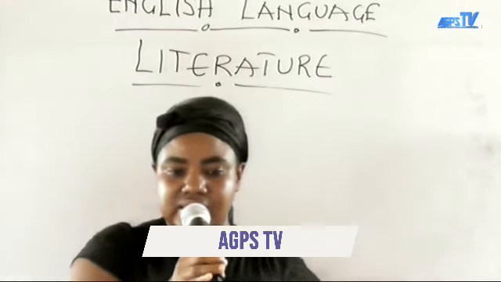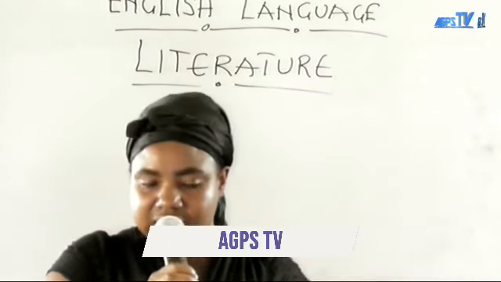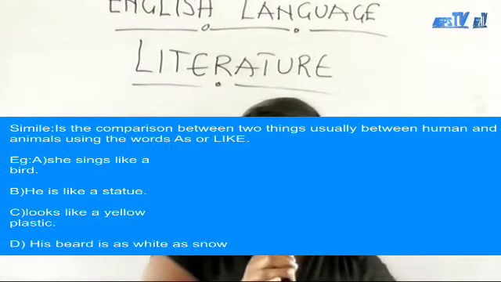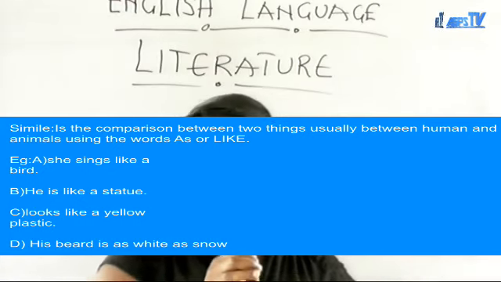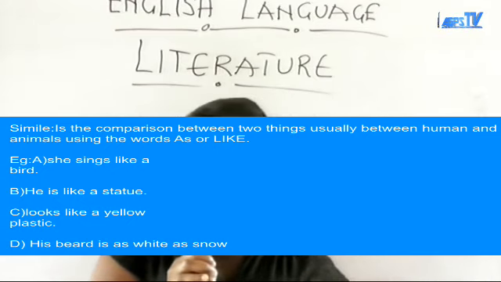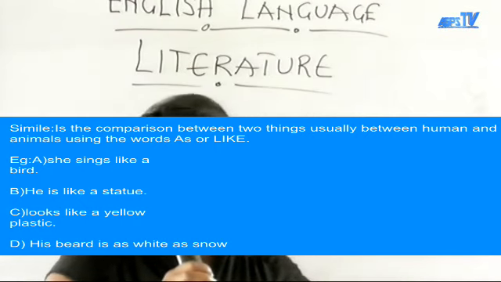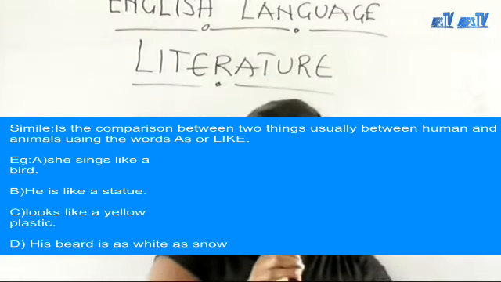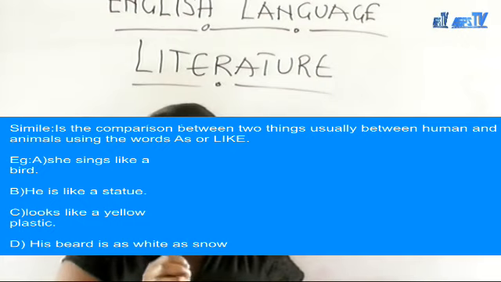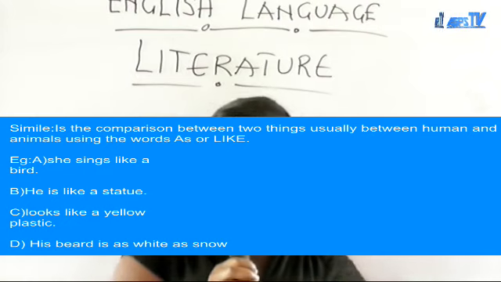When we say simile, simile is the comparison between two things, usually between humans and animals. We use the words as or like, as is being displayed on your screen. So we say simile is the comparison between two things, usually between human and animals, using the words as or like.